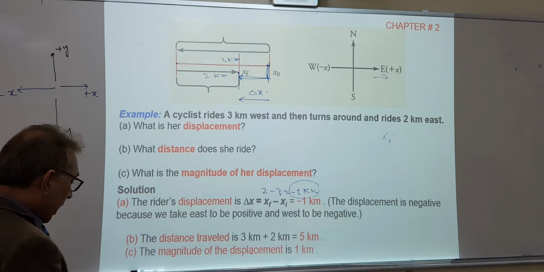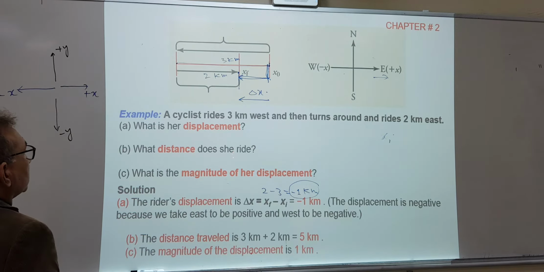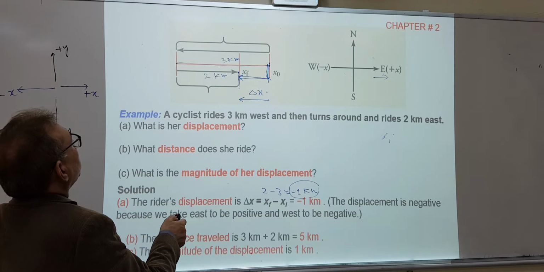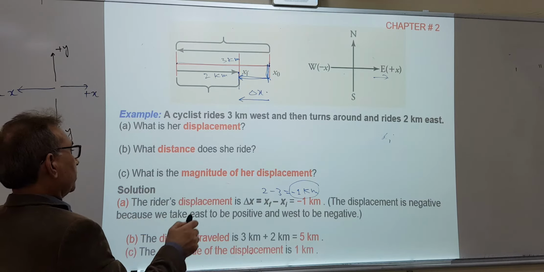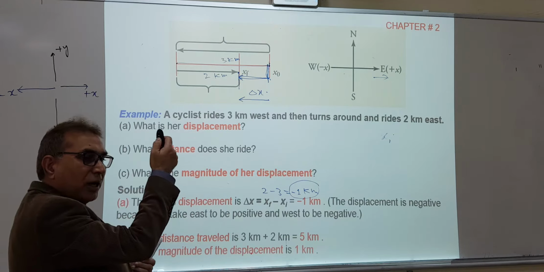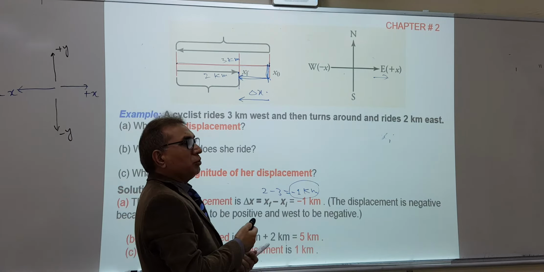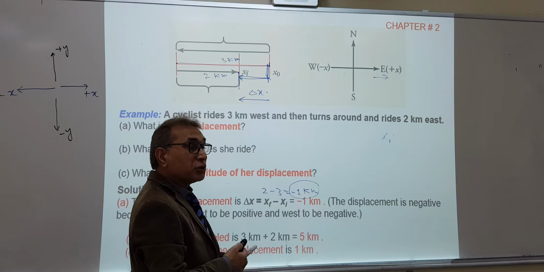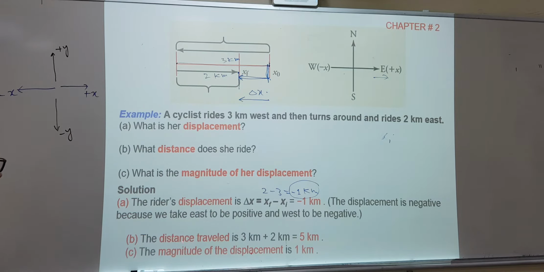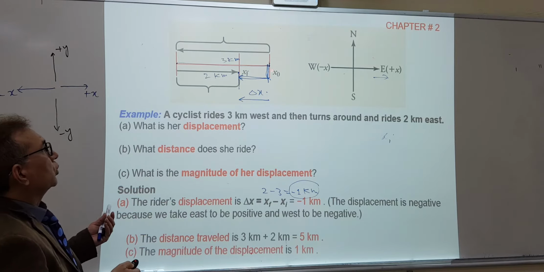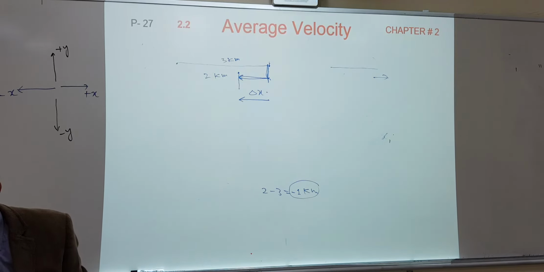Okay. Now, the second part, you have to find out the distance traveled. The distance traveled is, you see, start from here up to here. How much? 3. Then add this up to here, 2. So 3 plus 2. Distance you simply add up. Positive. Distance is always positive. Height is always positive. For example, if I have this room, I would not say the height of this room is minus 2 meters. Simply 2 meters. Okay? Height is the distance. And the magnitude of the displacement, as I told you earlier, is 1 kilometer. Negative is for the direction only. Okay? This was another example.